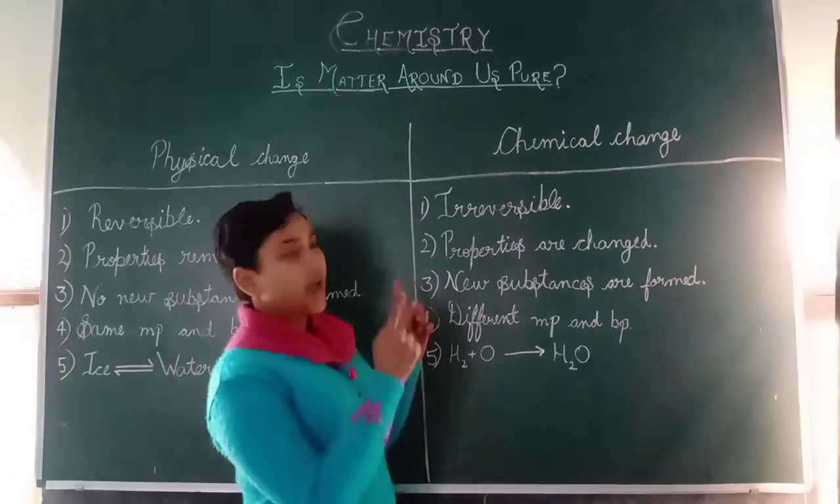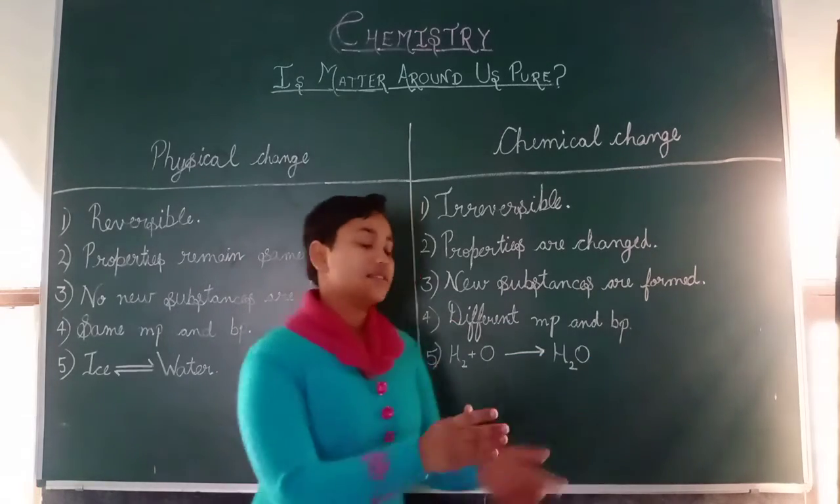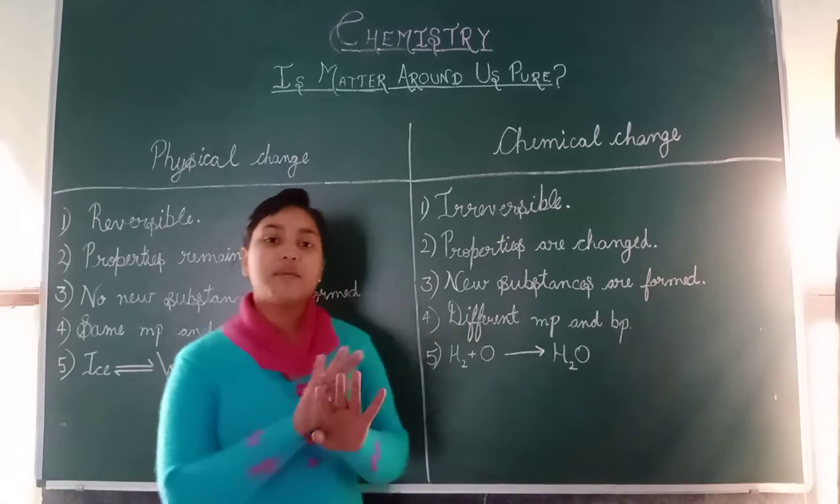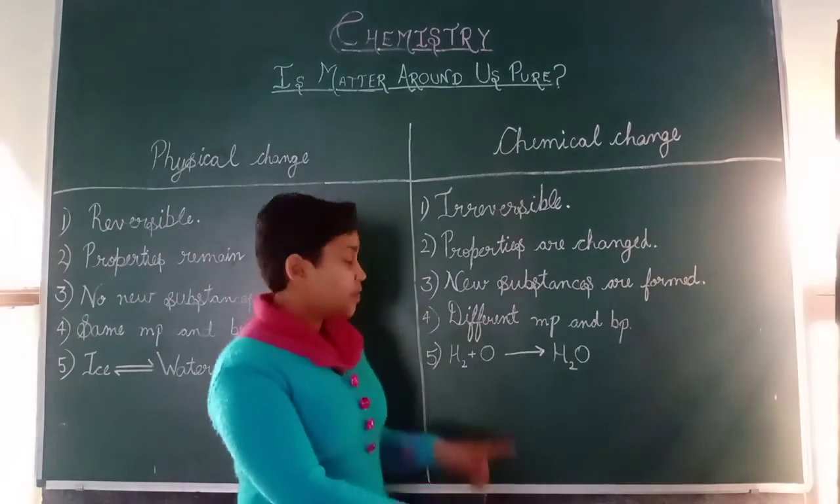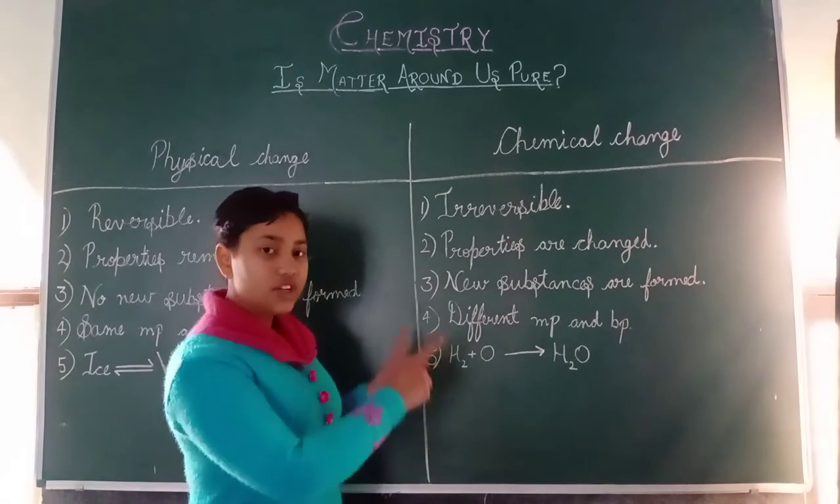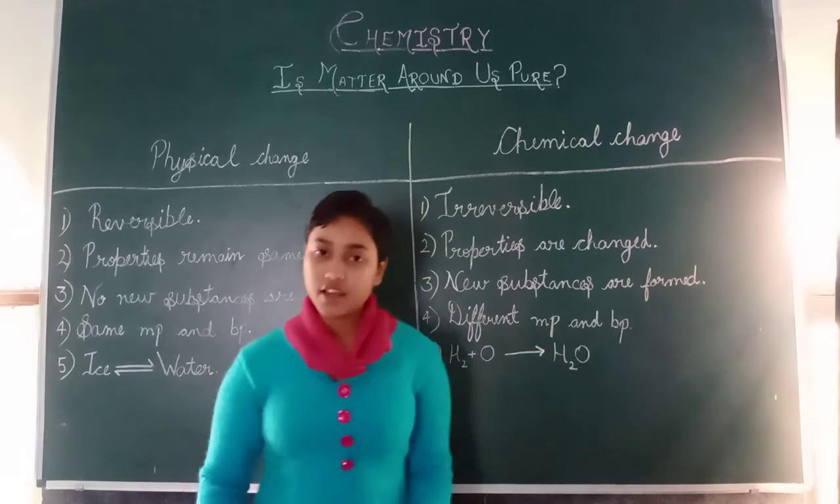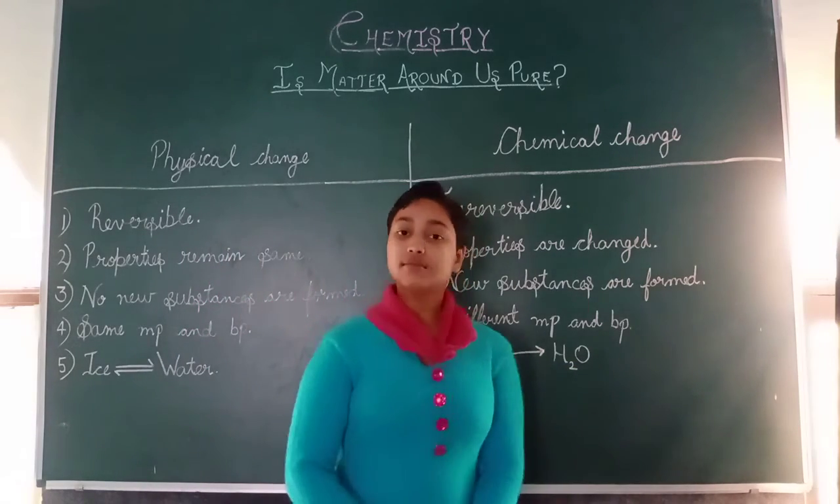Now in chemical change, new substances are formed. For example, hydrogen plus oxygen gives us water. Absolutely different conditions. And this is a new substance because hydrogen and oxygen are both gases, but water is a liquid. So new substances are formed.